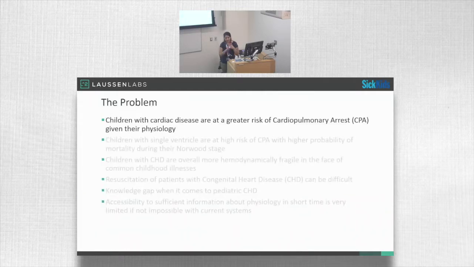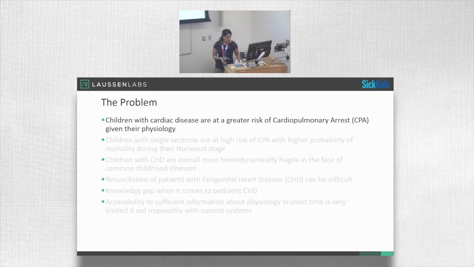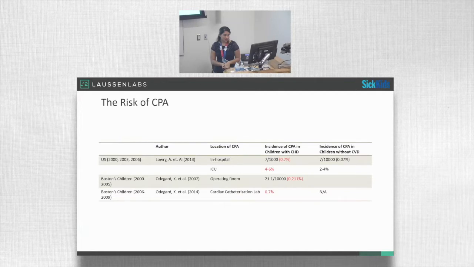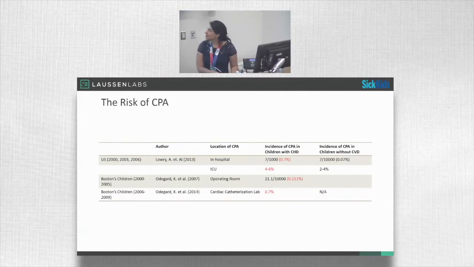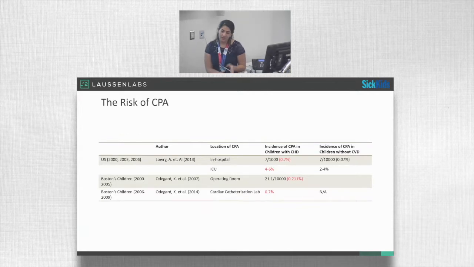But I'd like to lay the lay of the land a little bit. It's not a secret or a surprise that kids with heart disease are at a greater risk of cardiopulmonary arrests, given their physiology. Research has shown that kids with heart disease have a 10-fold higher incidence of cardiopulmonary arrest than kids who do not. And when you compare the data from the cardiac ICU to the pediatric ICU, the rates vary from 4 to 6% in the cardiac ICU and 2 to 4% in the peds ICU.